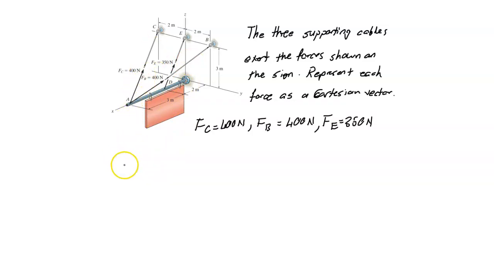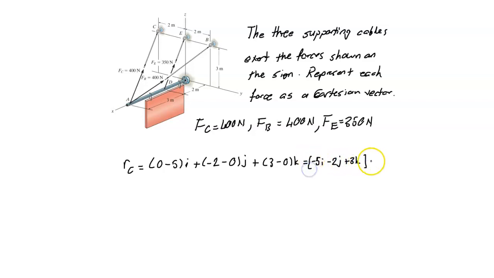So the position vector for AC, RC, will be equal to, so this point here is the origin for the X, Y, and Z axis system. Based on these coordinates of A and C, we have for RC 0 minus 5i plus minus 2 minus 0j plus 3 minus 0k, which is expressed as minus 5i minus 2j plus 3k, and the unit is, of course, meters.